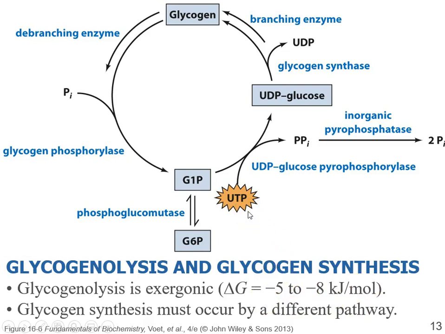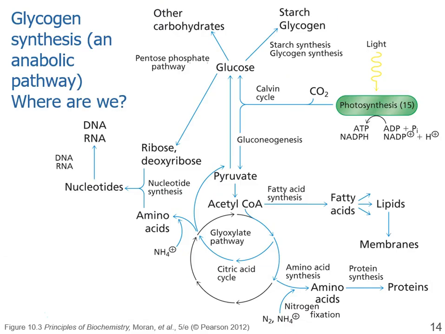Well, now we want to talk about glycogen synthesis. How are we going to take glucose 6-phosphate and convert it to glycogen? Well, we can't reverse the reaction because it would be positive. So it must occur by a different pathway, and it does. So let's talk about that. But let's first do our where are we? Glycogen synthesis, these are our anabolic pathways. Here, when we're fed, we want to take glucose and synthesize glycogen. Again, if you were a plant, you would take glucose and make starch.